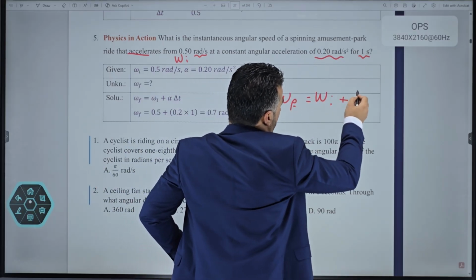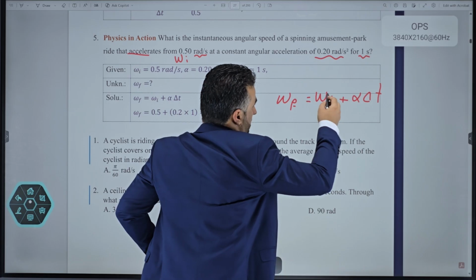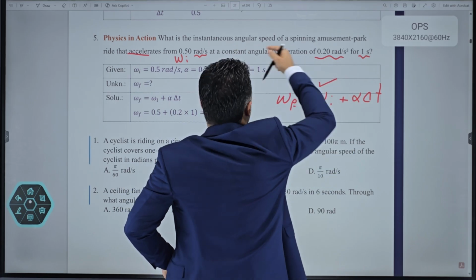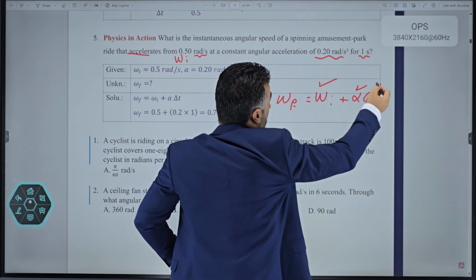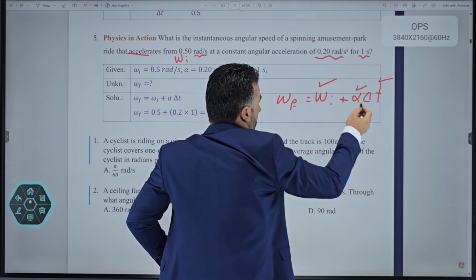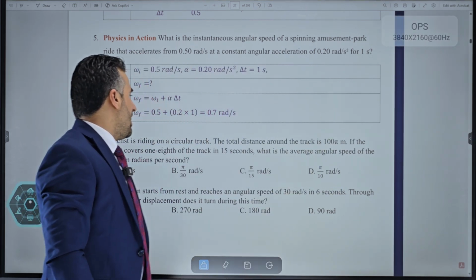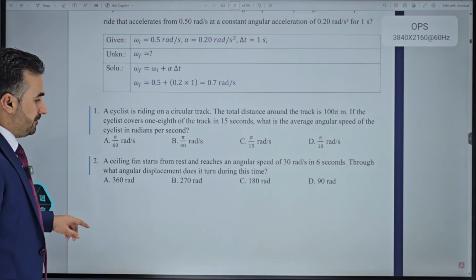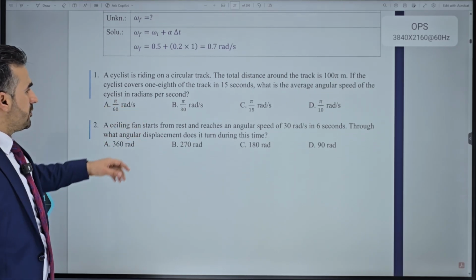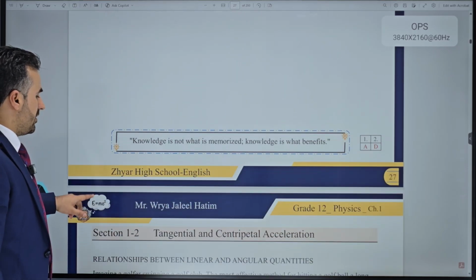So we'll just write the equation. Angular acceleration times delta t. You have initial, which is 0.5. You have angular acceleration 0.2. You have the time, 1 second. Just do the math. You'll find the final angular velocity, and that would be it. All right, and give it a try, solving these questions as well.